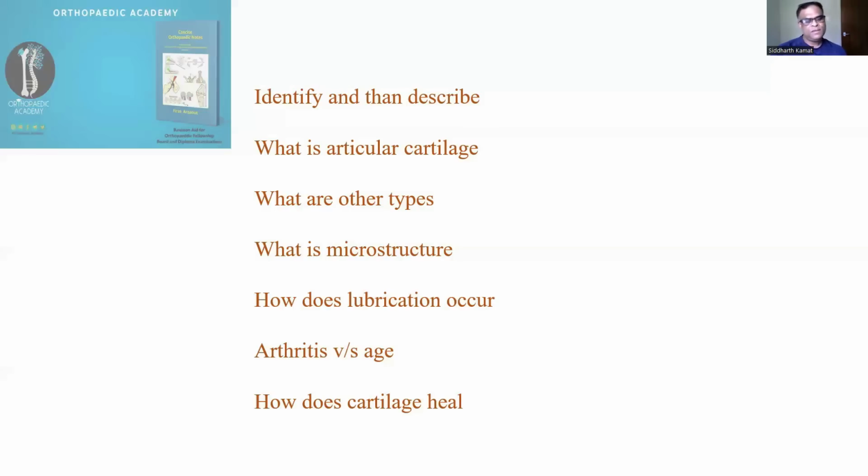So to round up, cartilage is a very watery structure, has around 70% of water, 5% of cells, which are chondrocytes, and 10 to 15% each of collagen type 2 and proteoglycans. Thank you.